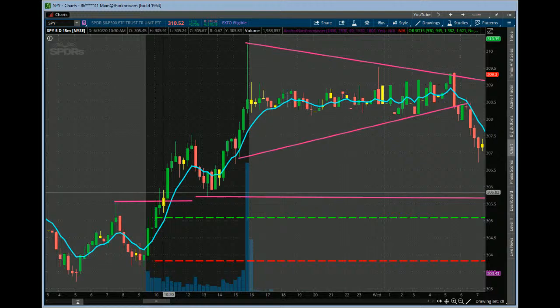I personally love an inside 15 that tags the 80 MA, and then we get a bounce off of that. That's a real nice one to do. So how do you get in there, right? Do you jump in, right?